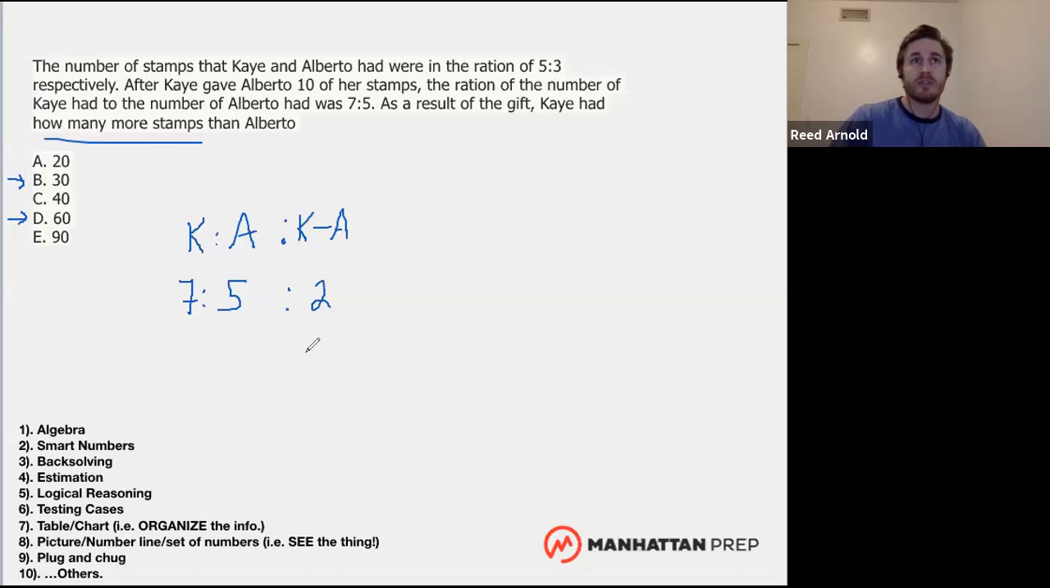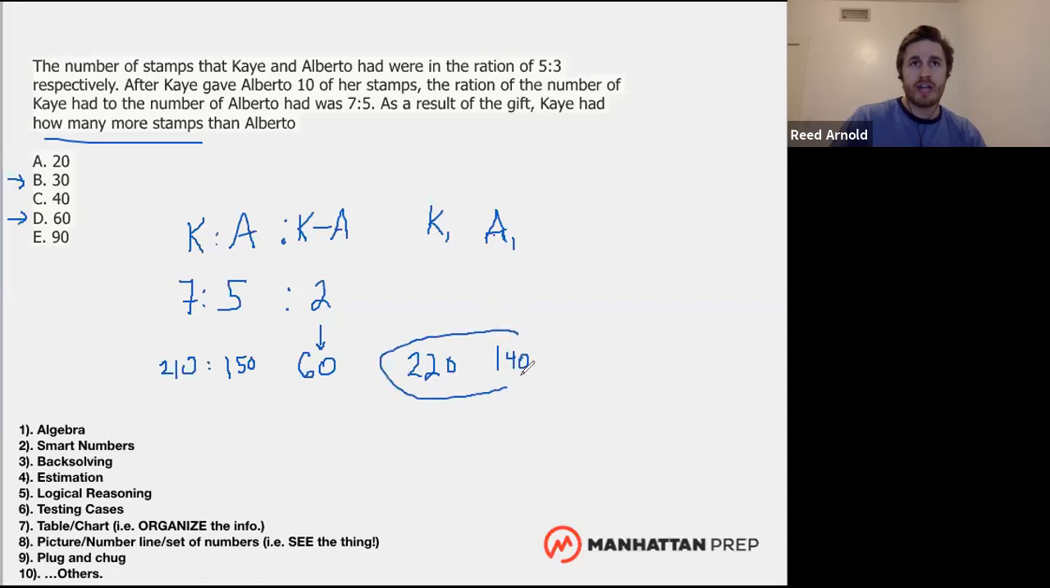Let's start with D. If we say that K has 60 more stamps, that means that 2 to 60 would be a multiplier of 30. So it would be 150 and 210. That would mean the original K and the original A, before K, so this is after K gave the stamp. She used to have 220, and Alberto used to have 140.